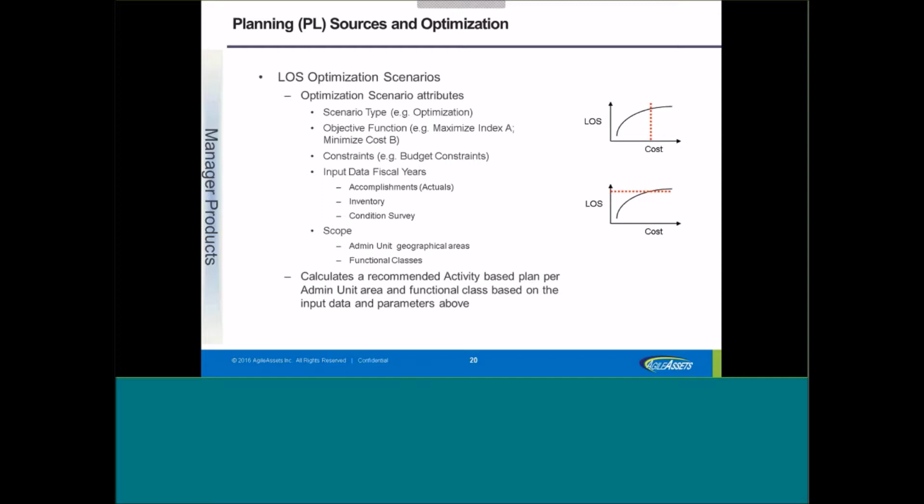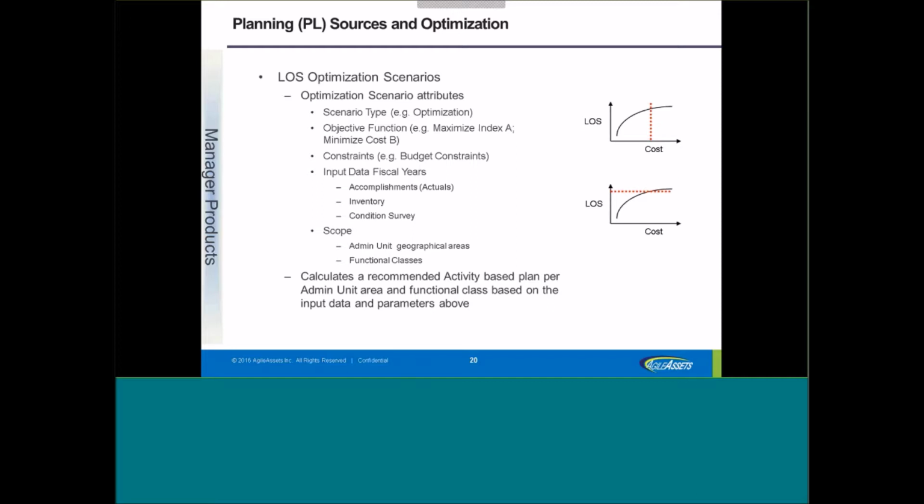So setting up these scenarios involves that side of things, but also what data am I going to use as input? So the input data for that is your accomplishments, in other words, your actuals, what you've been doing. So you can decide whether to use my current actuals or whether I had a hurricane this year, for instance, and maybe I want to use last year's actuals. You can choose what inventory survey year you want to use. You can choose what condition survey year you want to use. So those are your inputs.